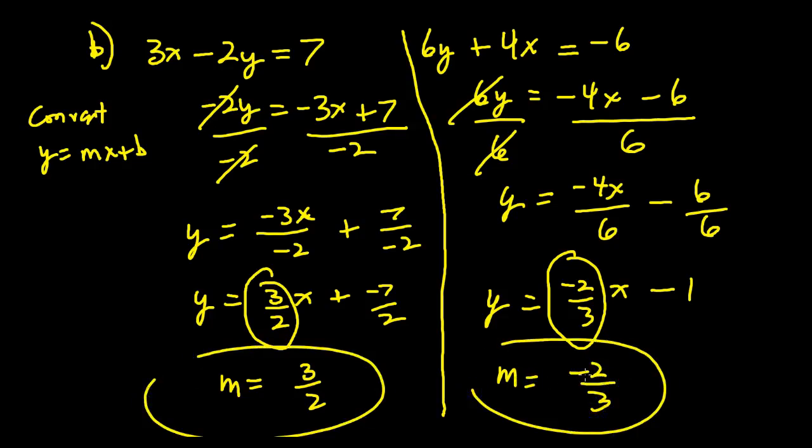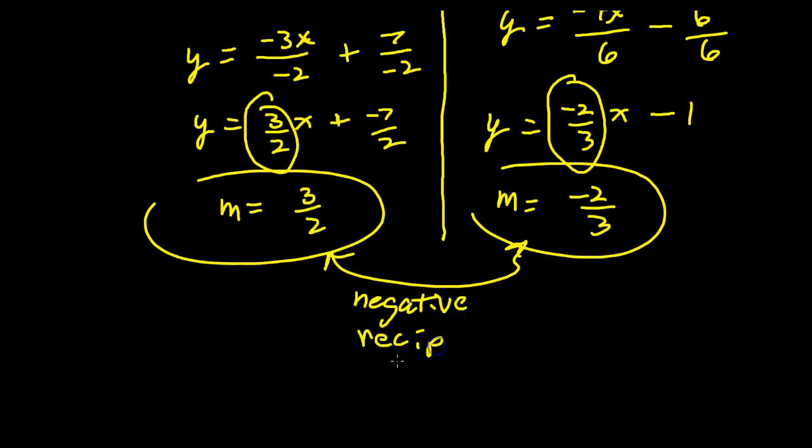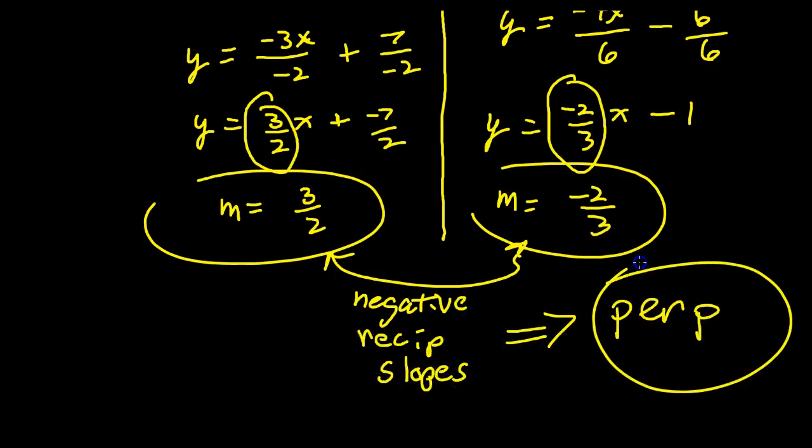All right, now these slopes are negative reciprocals. Write that down. They are opposite reciprocals of each other, or negative reciprocals. So let me write that down. Negative reciprocal slopes implies perpendicular lines, or just perp simply, okay?